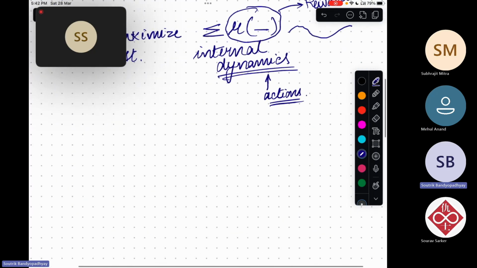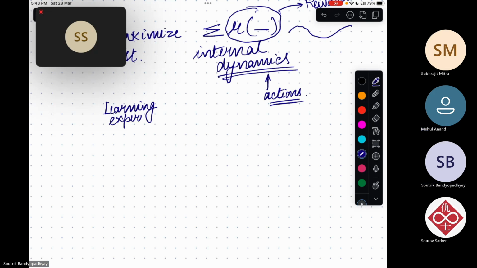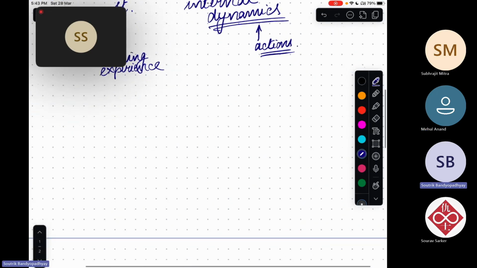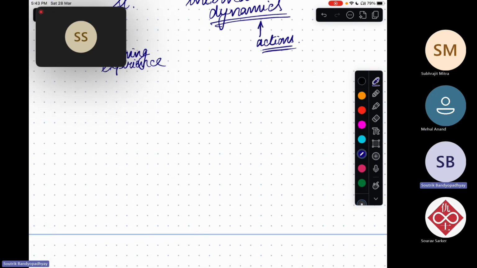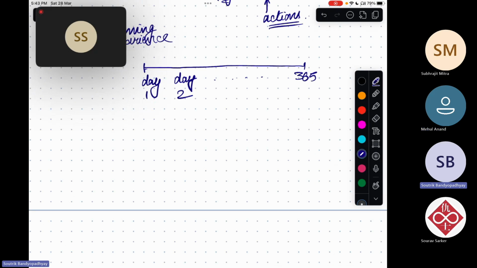So for example, let's say you have your entire learning experience as a set of actions. So suppose at each time, each day, so let's say this is the course of the semester. Let's say the semester is 365 days. And for each day, day one, day two, and so on and so forth, let's say your aptitude of a subject is, let's say, this progress bar.